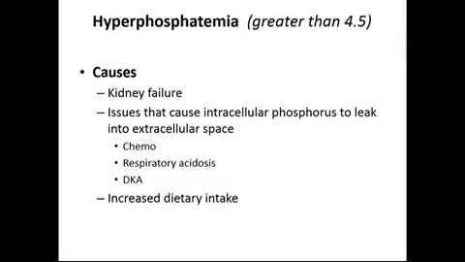High phosphorus, greater than 4.5, causes of that are kidney failure. Why would that be? Well, if they're not putting out the urine, we said that 90% of phosphorus was excreted by the kidneys. The things that cause the phosphorus to leak from the intracellular space to the extracellular space, such as chemotherapy. We already talked about in a previous section how chemotherapy causes cells to bust apart and lose the contents within the cell.